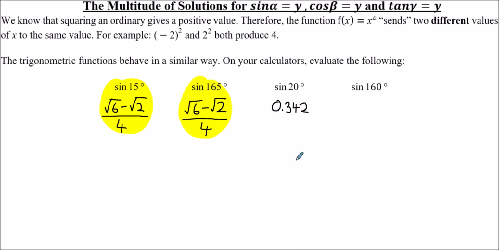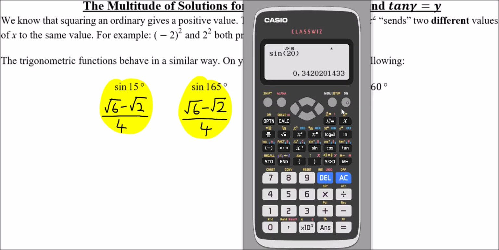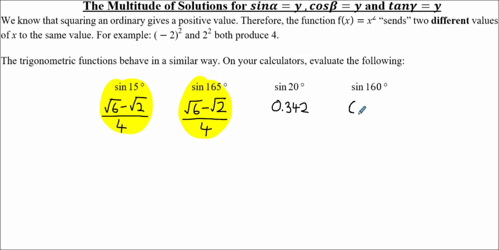And how about sine 160? Well, sine 160, weird, that gives exactly the same value. So why would this be? So these two give the same value, and these two as well also give the same value. And so why on earth would that be?